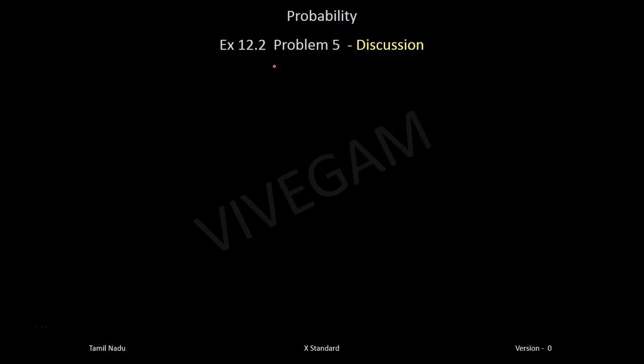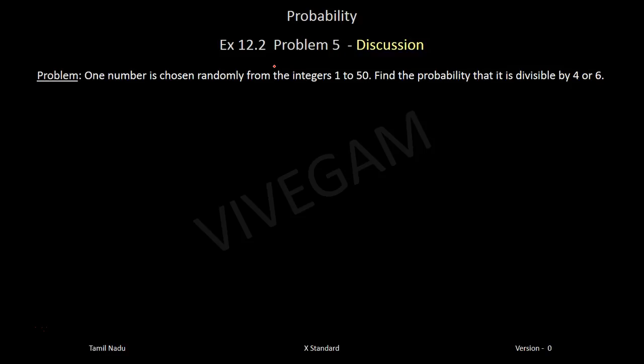Exercise 12.2 Problem 5 Discussion. One number is chosen randomly from the integers 1 to 50. Find the probability that it is divisible by 4 or 6.